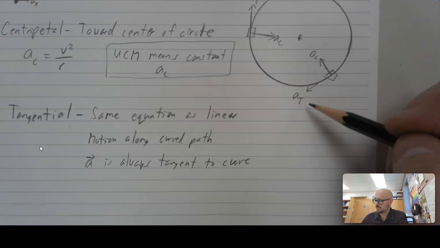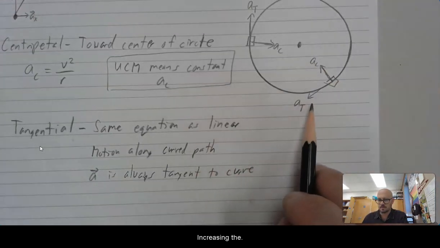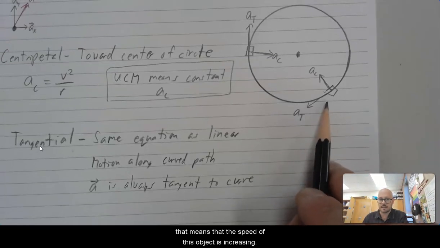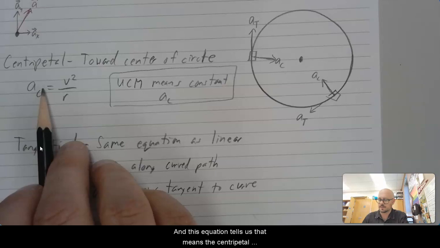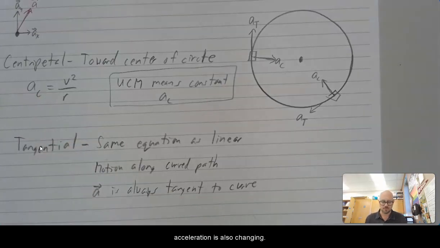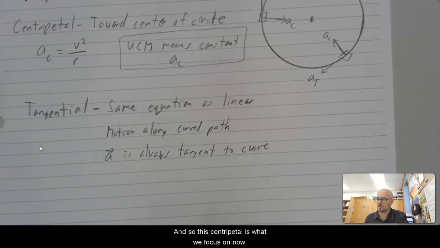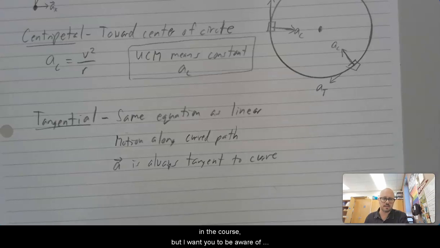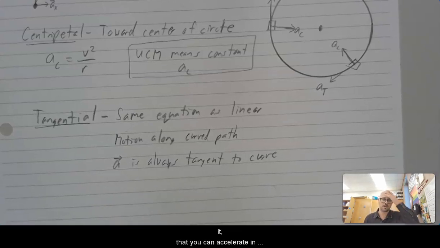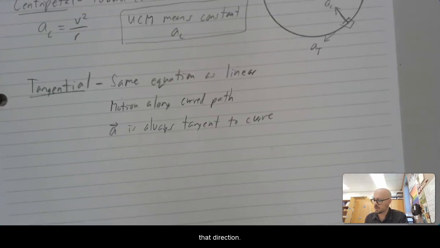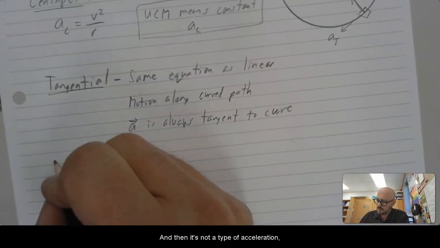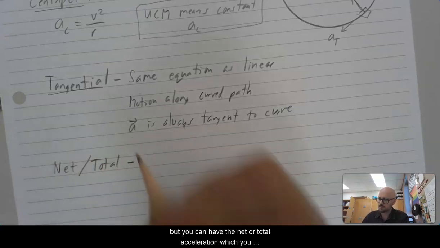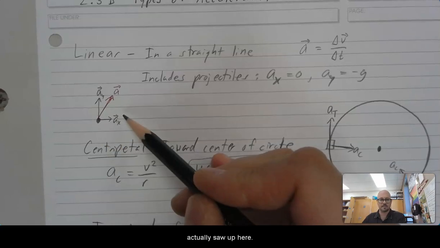These two are related. If you have tangential acceleration, that means that the speed of this object is increasing, and this equation tells us that means the centripetal acceleration is also changing. And so this centripetal is what we focus on now. Tangential, we'll see that later in the course, but I want you to be aware of it, that you can accelerate in that direction. And then it's not a type of acceleration, but you can have the net or total acceleration, which you actually saw up here.